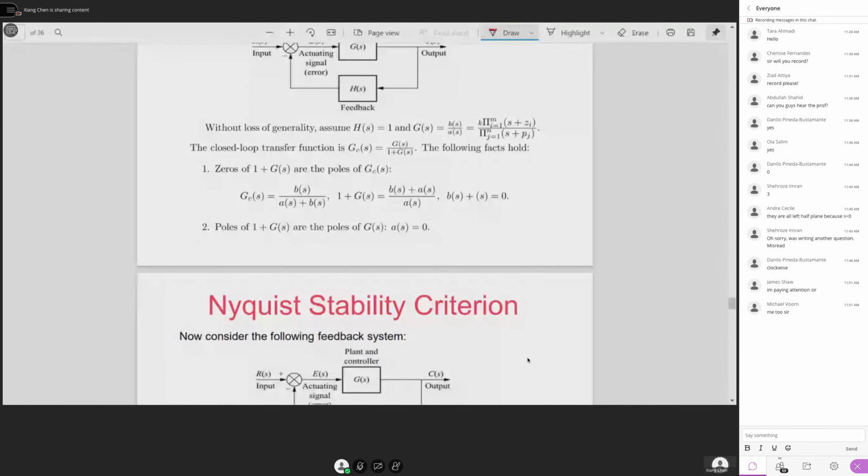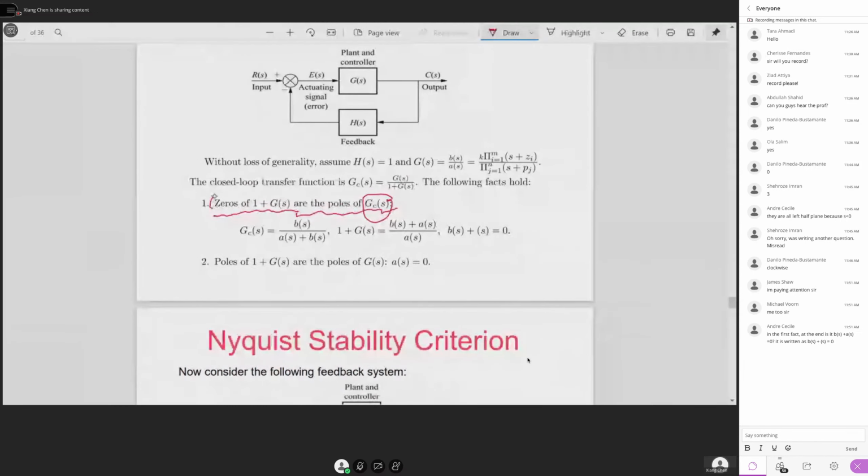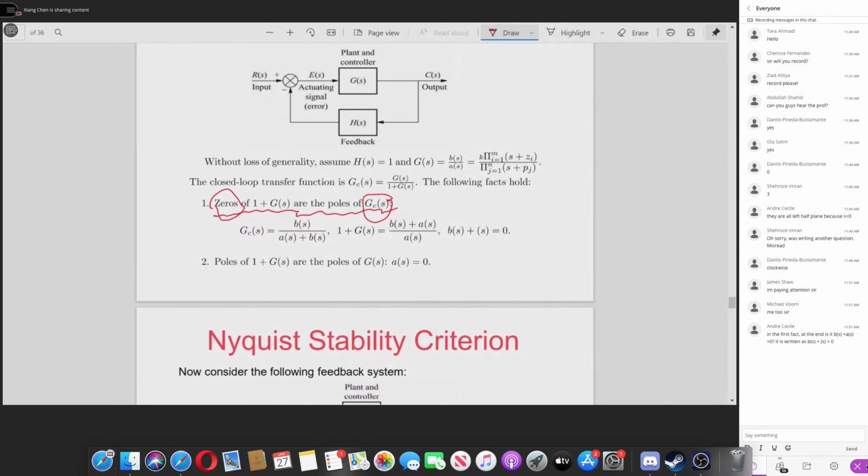Okay, now, first fact is that the zeros of 1 plus G of S are the poles of G, the closed loop system. Okay, let's see if this is true or not. Listen to me, okay? I'm not trying to play the game about the terminology here, but unfortunately, we cannot avoid this kind of zeros and poles name, okay?